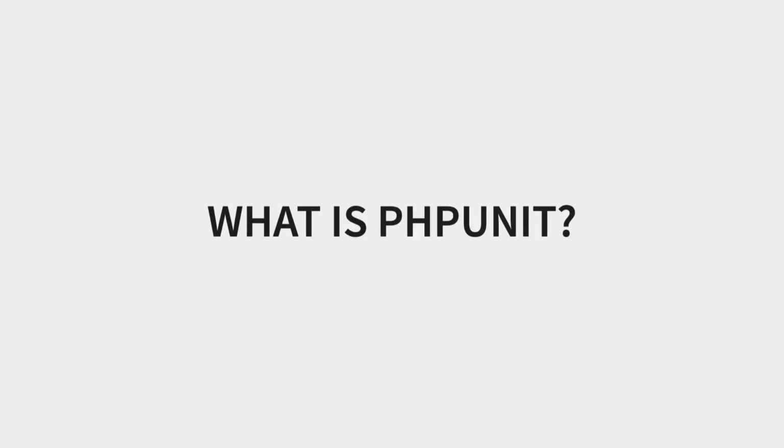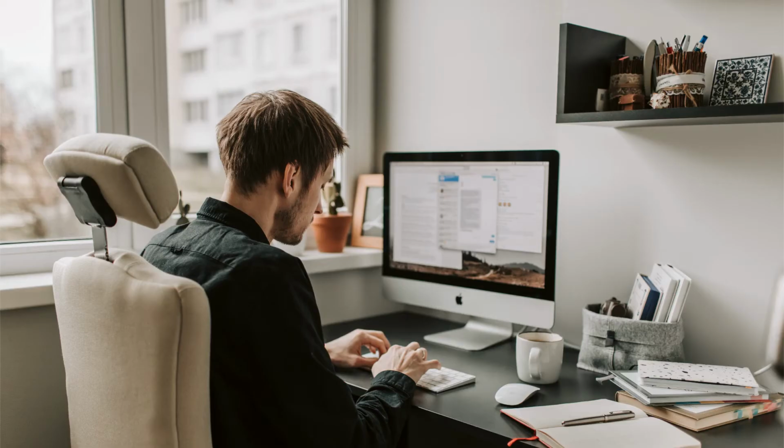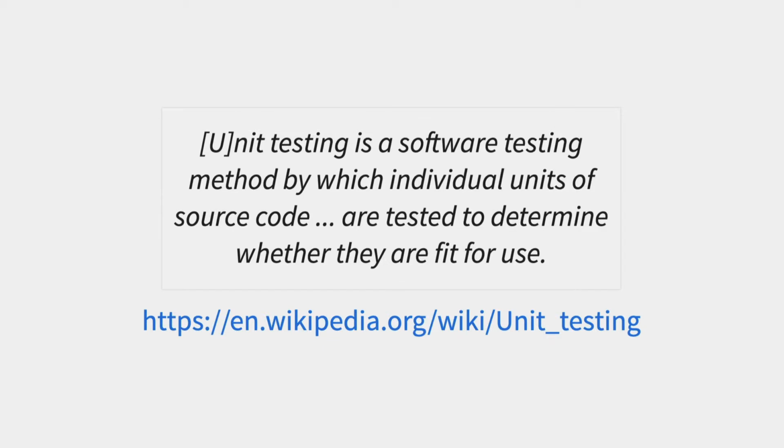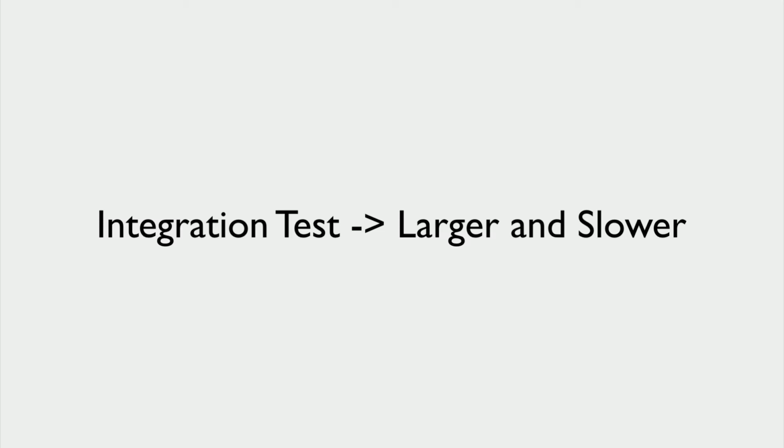What is PHPUnit? PHPUnit is a unit testing framework written in PHP that uses PHP test code to test PHP application code. The concept of unit testing isn't something we've discussed before, so let's review that very briefly. Wikipedia defines unit testing as a software testing method by which individual units of source code are tested to determine whether they are fit to use. Ideally, a unit test is small and can be run quickly. There are exceptions to this rule, but for the most part, the focus is on speed and how to just test a single class.